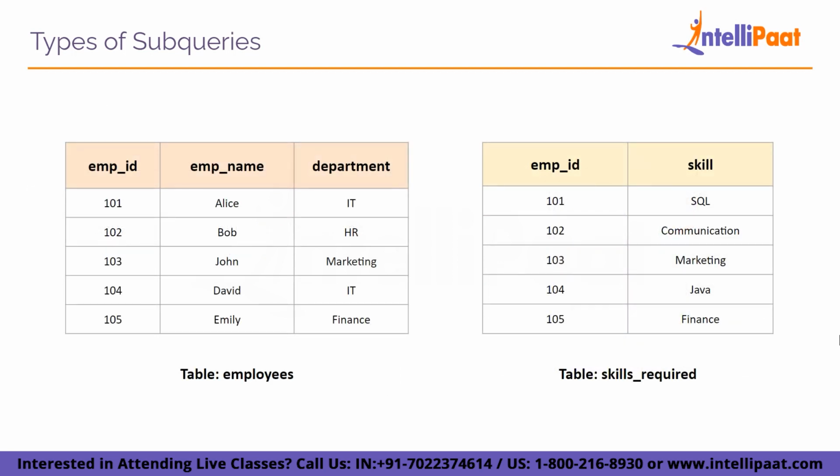Here you can see the two tables, employees and the skills required. So just imagine you are a manager trying to find employees who have the skills that match the company's project requirements. So you can use a multi-column subquery to fetch both employee IDs and their corresponding skills from the employees table. This data becomes your filter criteria in the main query, right?